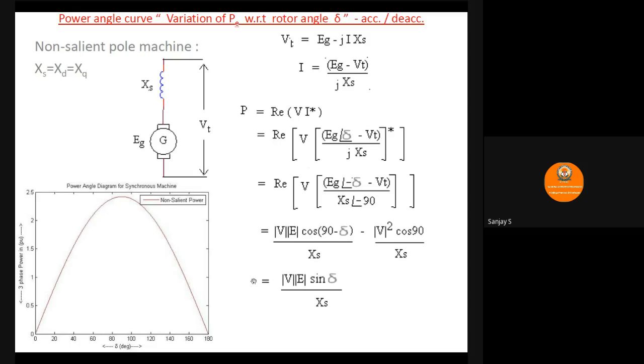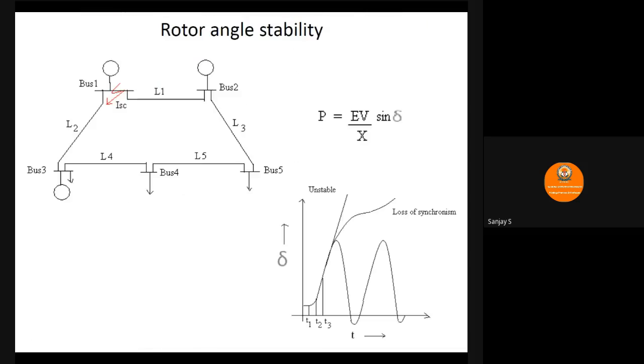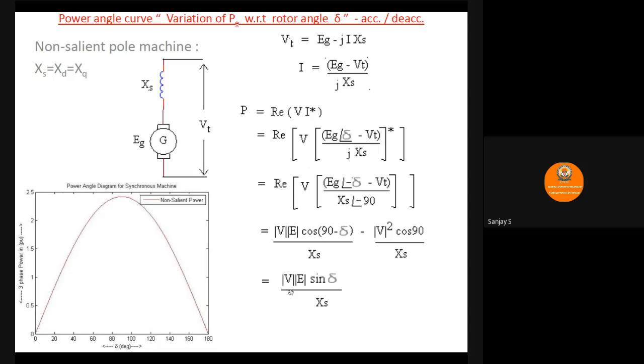This is the expression for real power, and this is the expression we have used in order to analyze the previous slide. In the previous slide I showed P is equal to EV by X sin delta. I had told you how this expression has been taken. So this is how we got the expression for P. And here you are trying to plot this P versus delta. The variation of delta versus time we have seen in the previous slide. In this particular slide, you are seeing the curve of P versus delta.